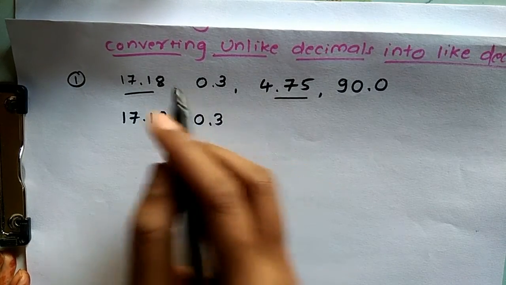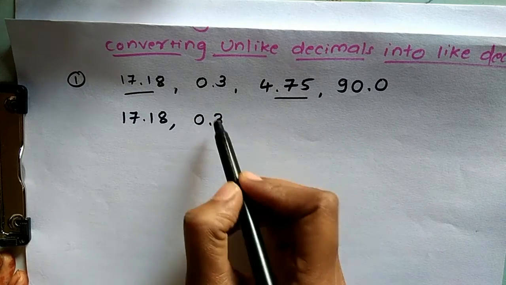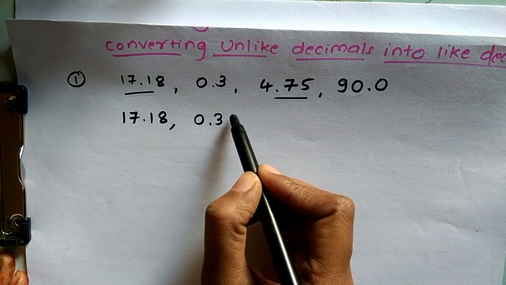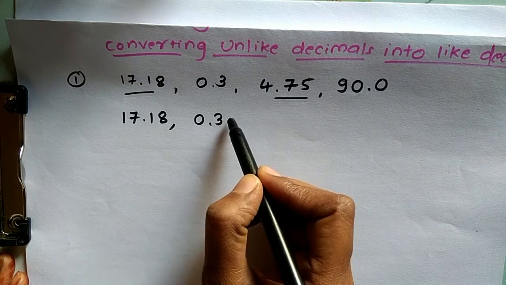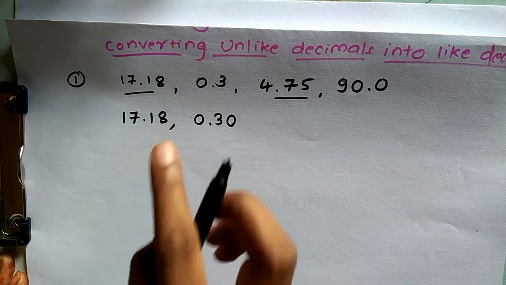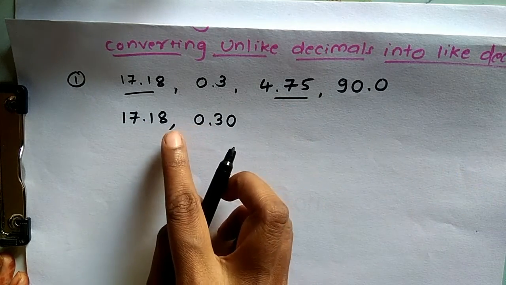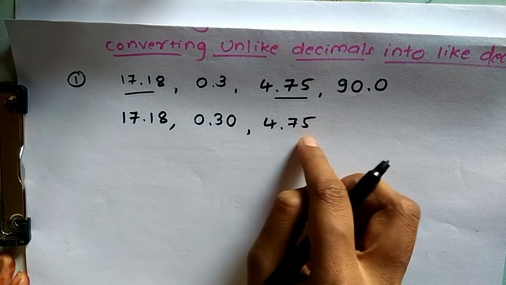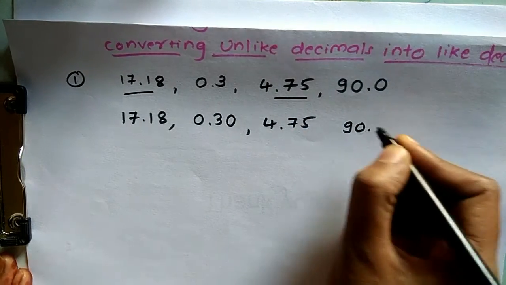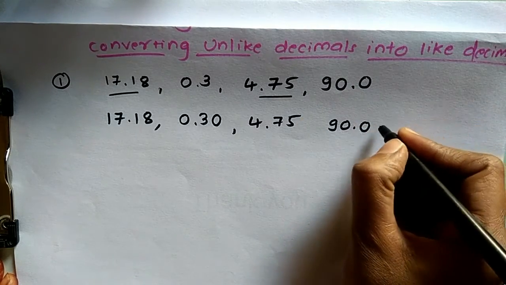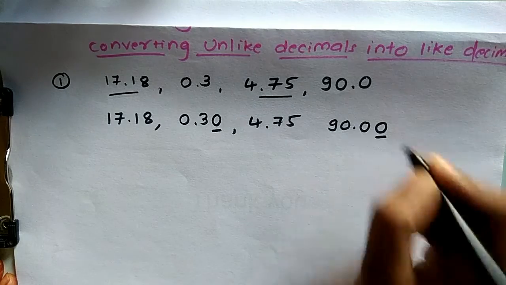0.3. So just put the 0 to the right of this 3, right of this decimal place to equate them as a decimal of 2 decimal places. Just put here 0 because we are going to make the decimals with the 2 decimal places. Here 4.75 as it is because already 2 decimal places we have. Here 90.0, and to make the decimal of 2 decimal places we have to put here 0. So this extra 0 we have to put.